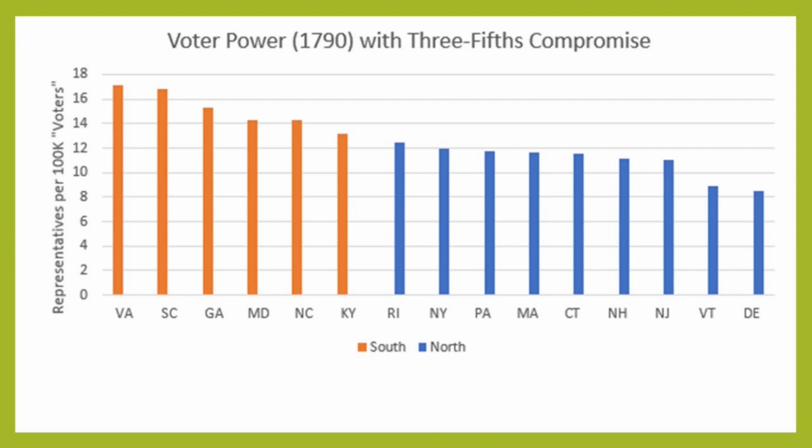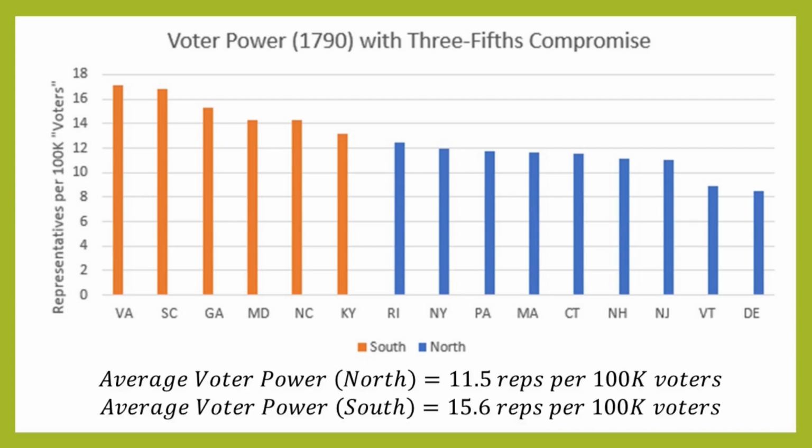Under this plan, voters in every single southern state had a greater amount of representation per person than voters in every single northern state, and the difference between the averages for the two regions went from less than 1 to more than 4 extra representatives per 100,000 people.